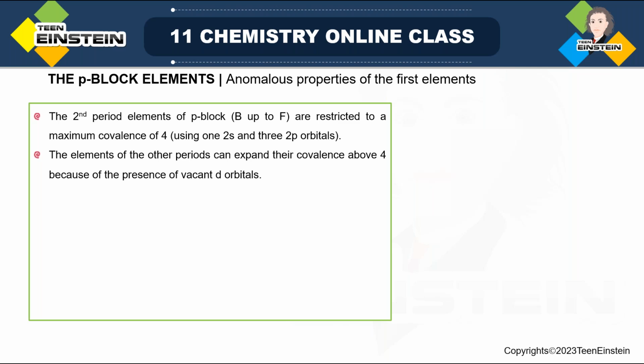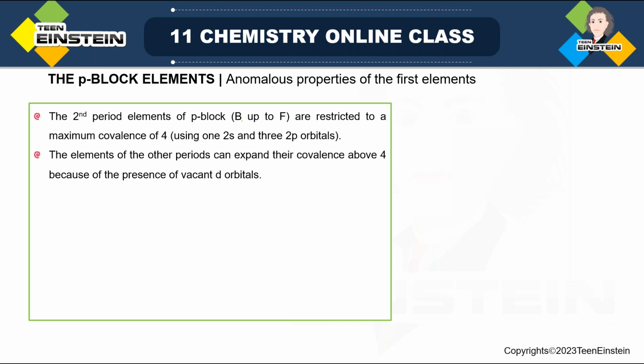Anomalous properties of the first elements from each group. The second period elements are actually the first members, right? Because when you consider the first period, there is only hydrogen and helium. So the actual period where you get the full length of the period, with all the elements from left hand side to right hand side, is the second period. So the first element of any group means it is from the second period.